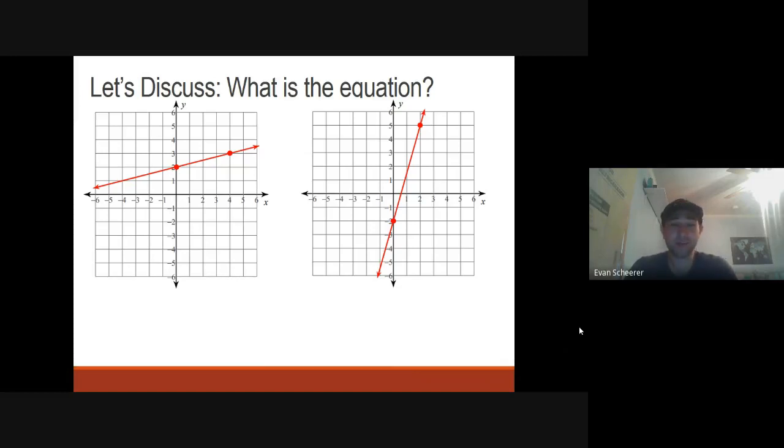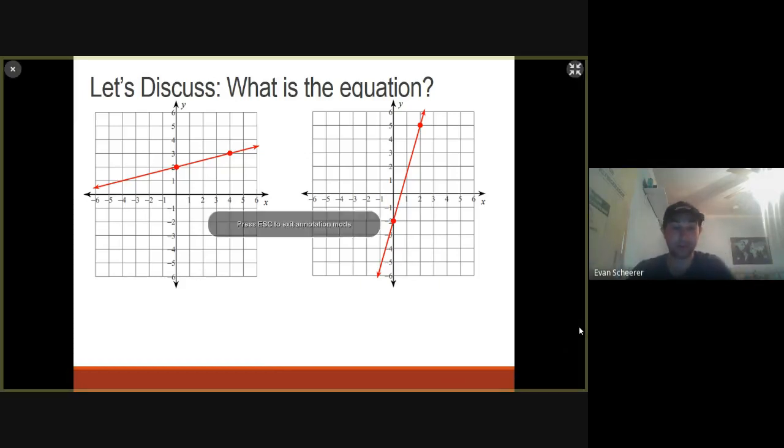Next, notice how many ordered pairs do you guys see on both of these graphs? Two, right? You need at least 2 points to make a straight line, right? If you have a point here and a point here, you can make a straight line. You can make a different straight line if they're different points. You just need 2 points to make a straight line, right?